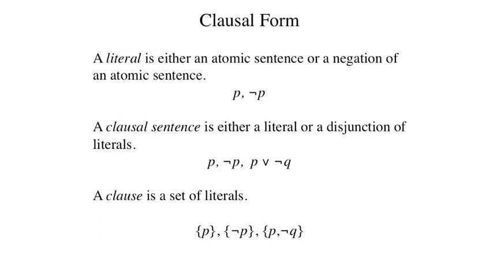A literal is either an atomic sentence or a negation of an atomic sentence. For example, if P is a logical constant, the sentences shown here are all literals. A clausal sentence is either a literal or a disjunction of literals. And a clause is a finite set of literals, interpreted as a disjunction. The set can contain one element, two elements, or more elements.